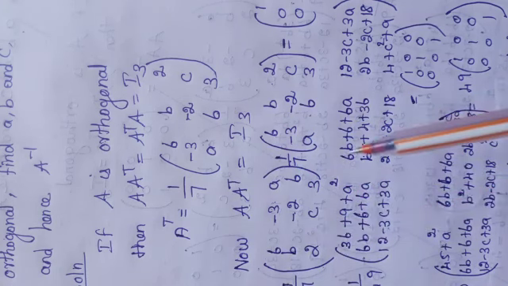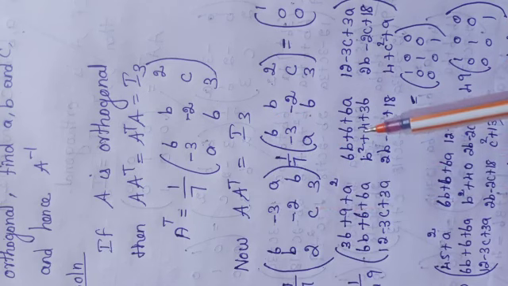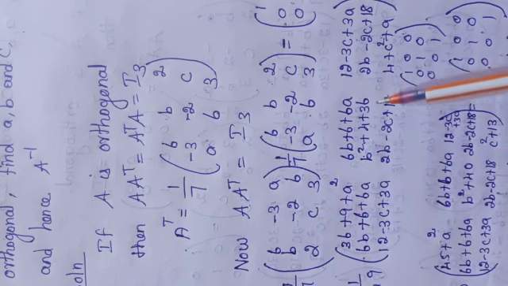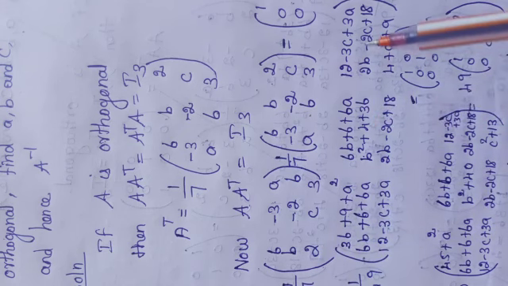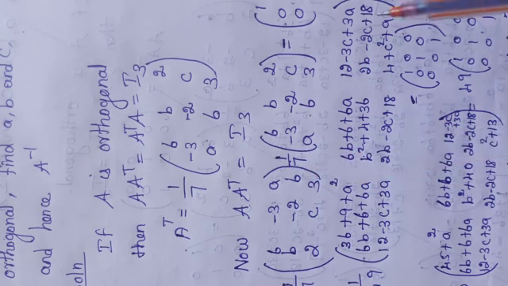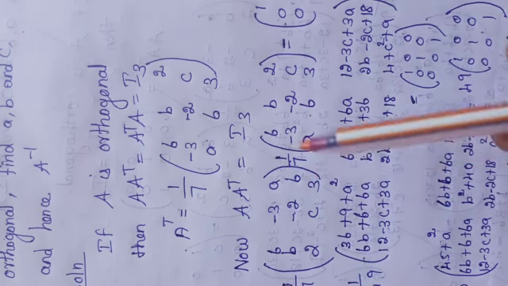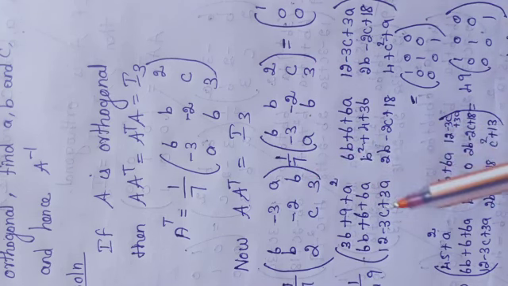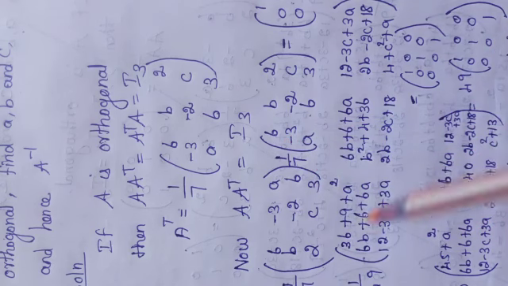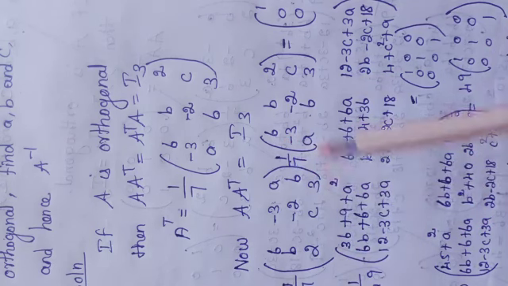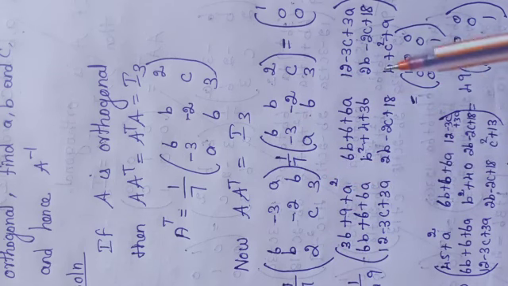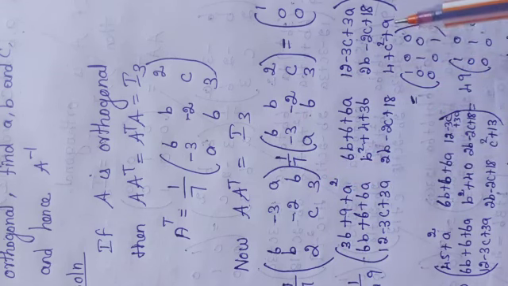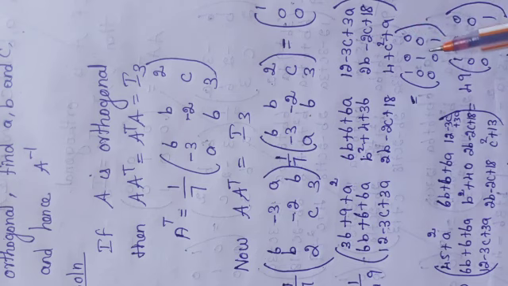Now, B into B, B square, minus 2 into minus 2, plus 4, plus 6 into 6 is 36. Now, B into 2, 2B, minus 2C, plus 6 into 3, 18. Now, 2 into 6, 12, minus 3C, plus 3A. 2B minus 2C plus 18. 4 plus C square plus 9, equal to identity matrix.